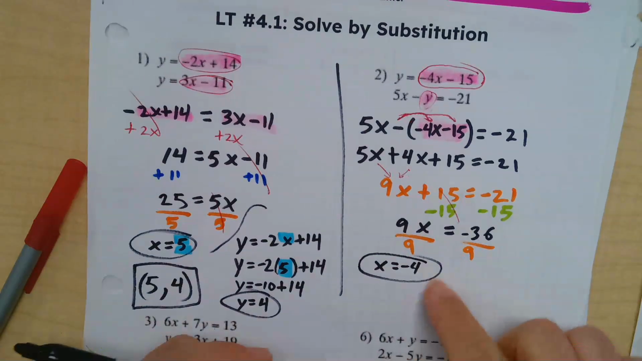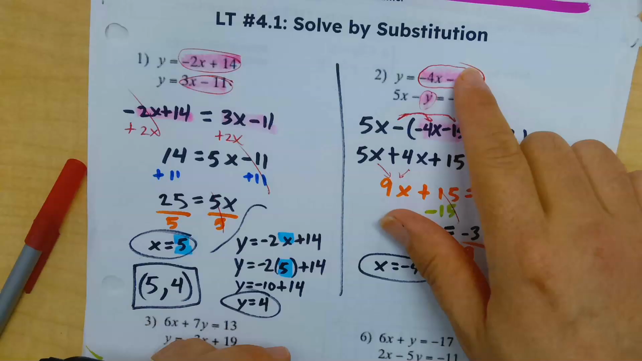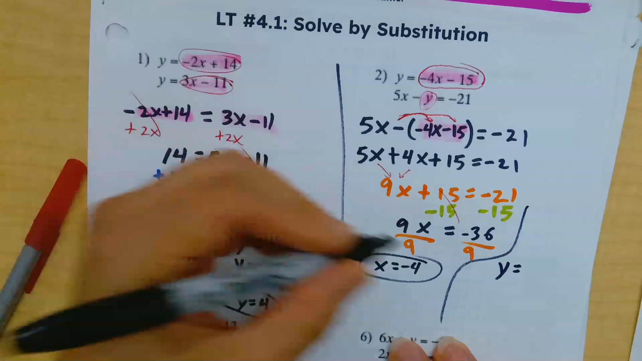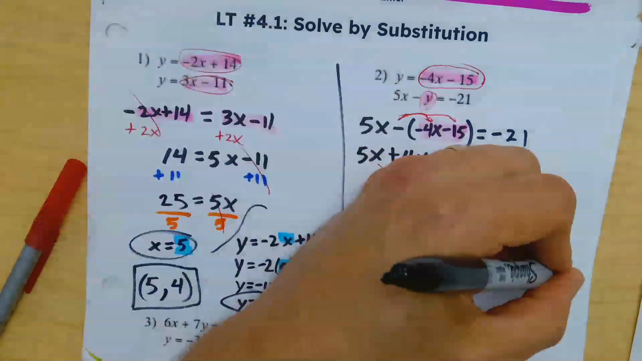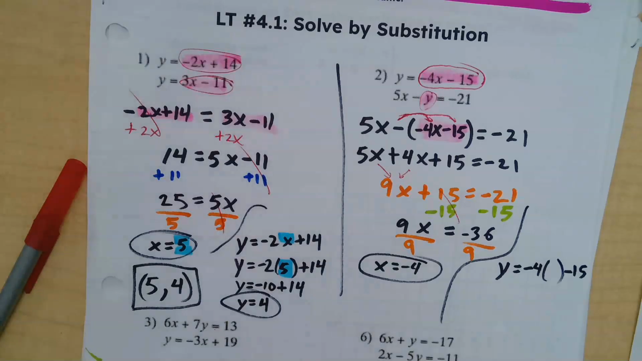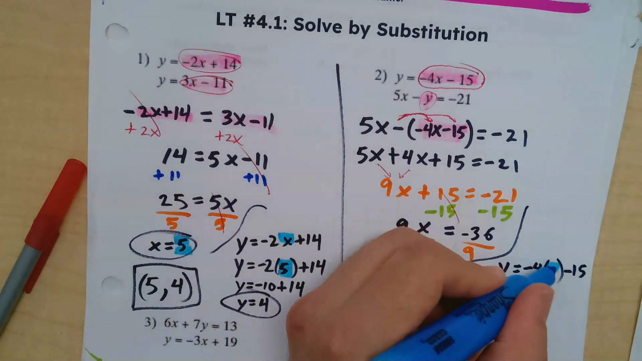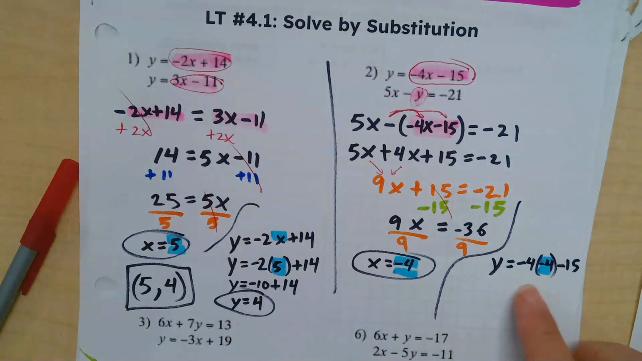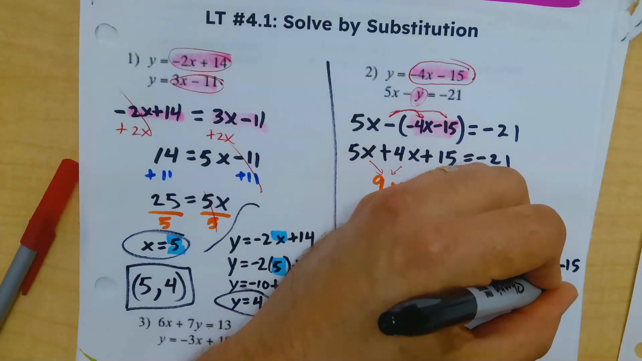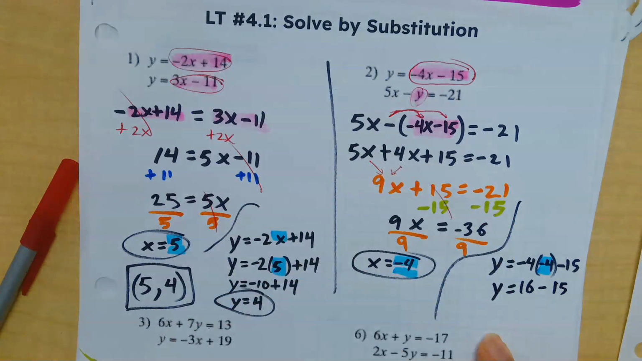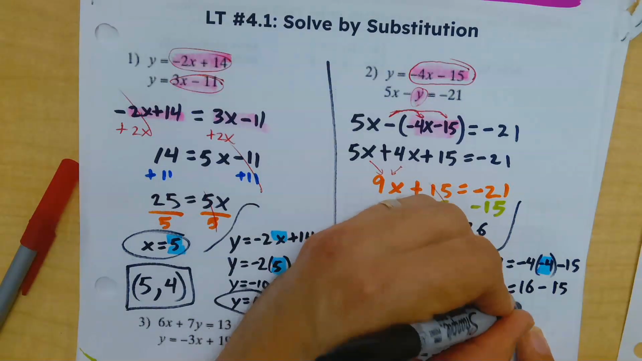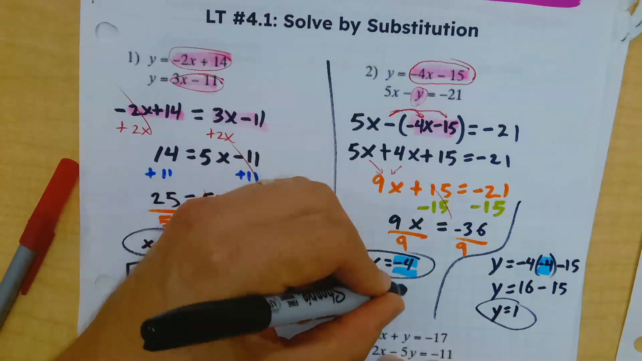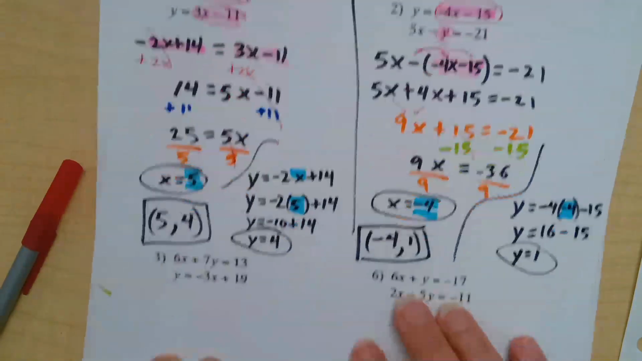Okay, and now I need to substitute negative 4 back into this original equation, and so I get y equals negative 4 minus 15. So we're going to substitute negative 4 in place of x. Okay, negative 4 times negative 4 is positive 16. And 16 minus 15 gives me 1. So my solution is negative 4 comma 1. Okay, let's do number 3.